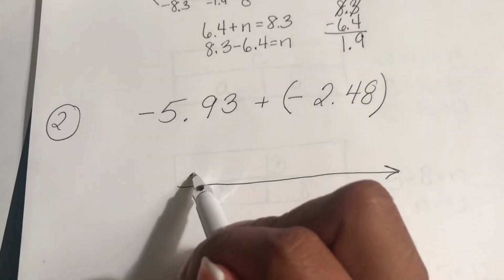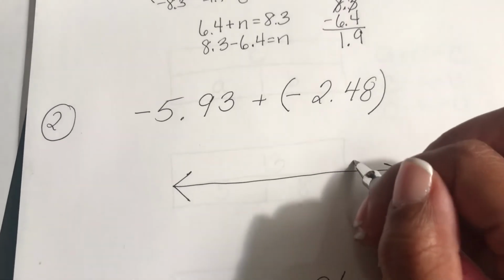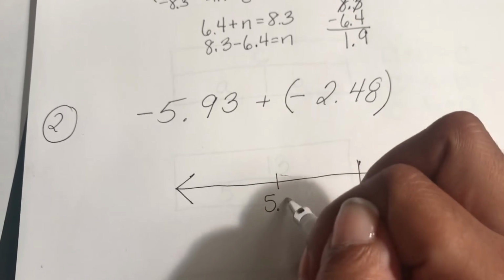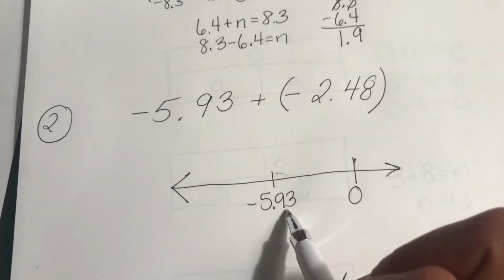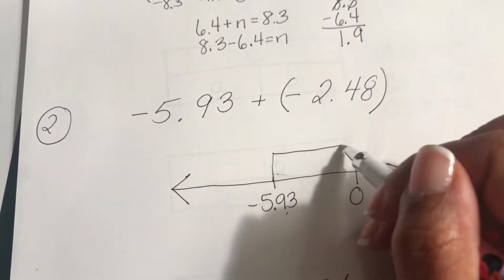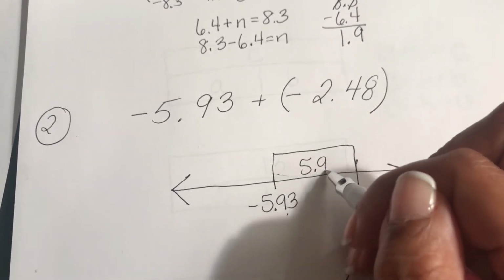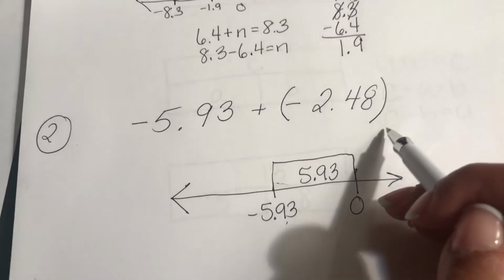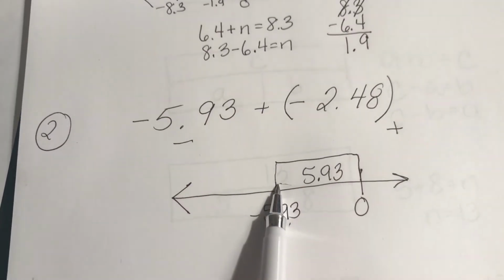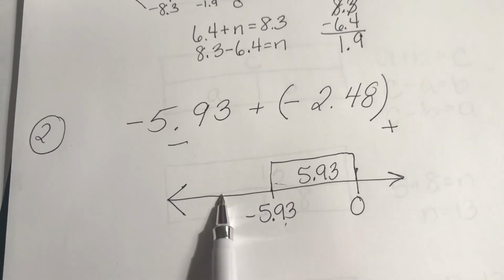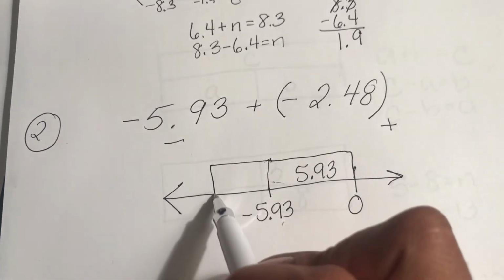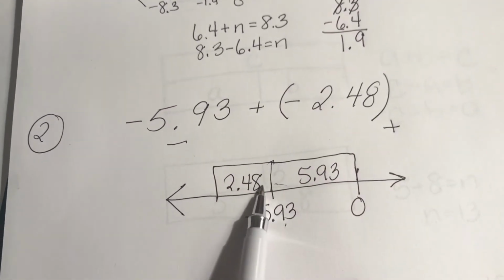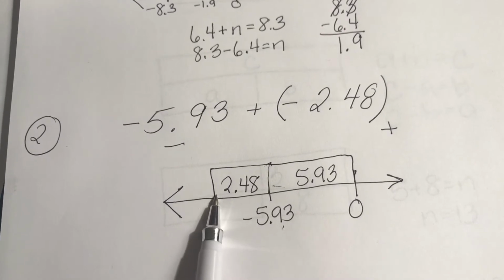I'm going to draw a quick number line. I'm going to have my 0. And I'm going to start with negative 5 and 93 hundredths. And I know this is 5 and 93 hundredths from 0. And I want to add another negative number. Since I'm adding a negative, I'm going in this direction. I'm going further away from 0, so I'm going to put it right next to it. I'm adding another, I want to go another 2 and 48 hundredths away from 0.